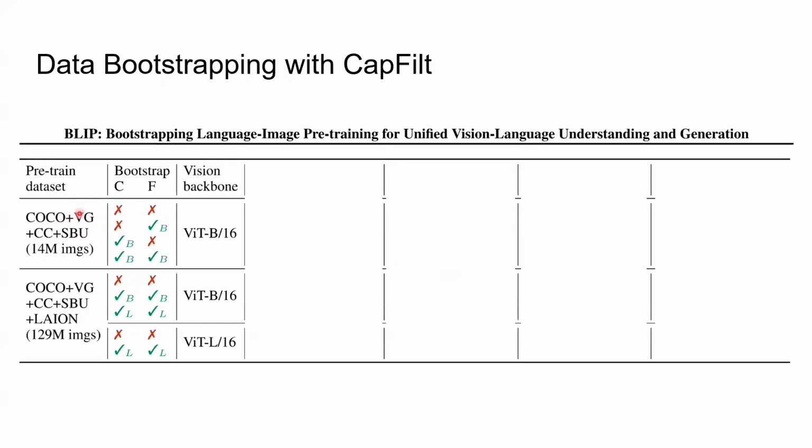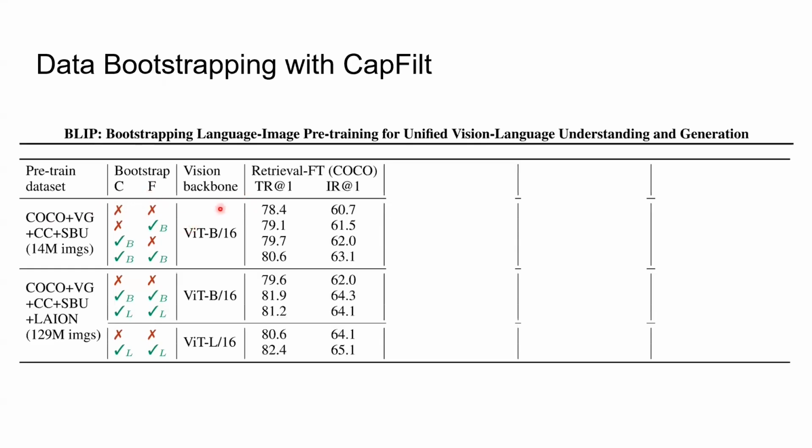Here you can see the pre-trained data set that was used. This showcases whether or not a caption or filter were present. X denotes that it was not. If there's a check mark, it denotes there was. B and L correspond to the backbone that was used for the caption or the filter, B being a ViT-B, L being a ViT-L.